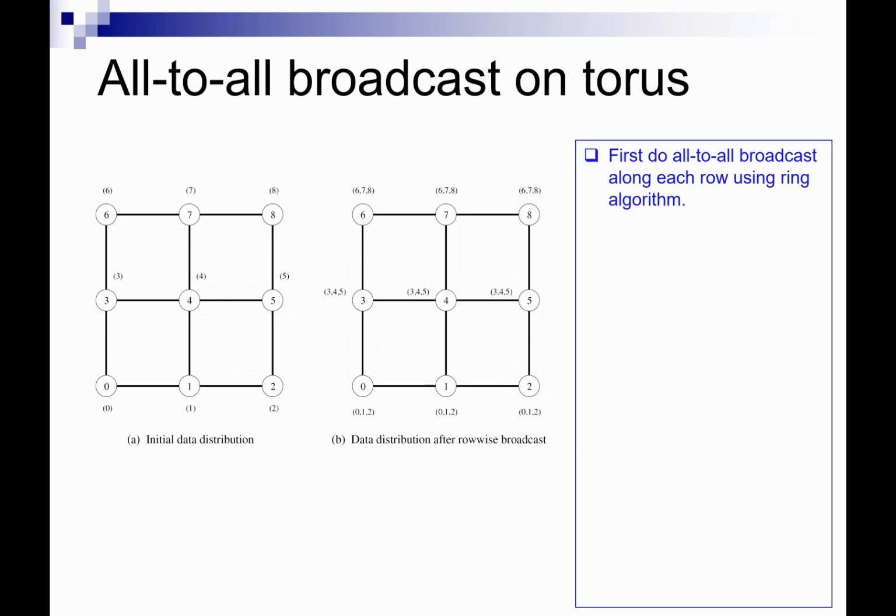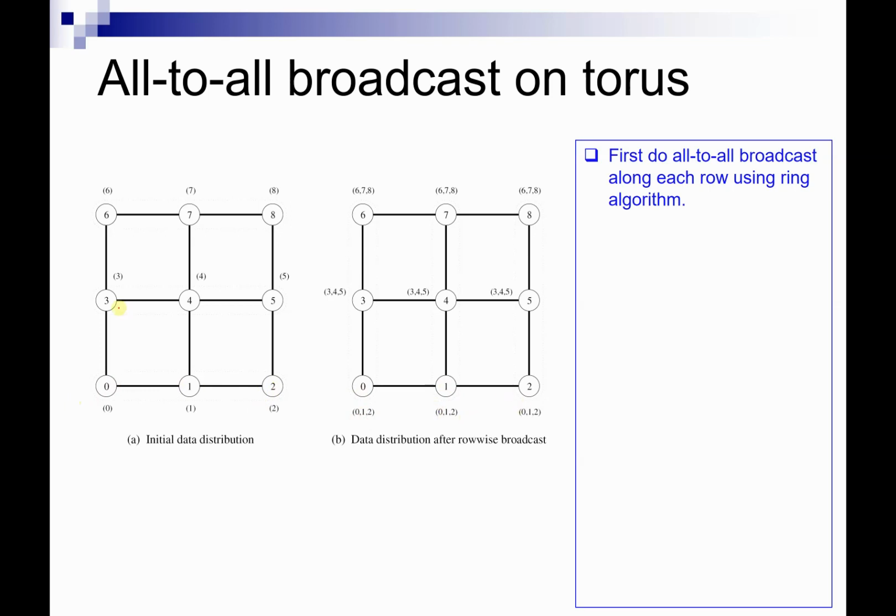Okay, so to do this broadcast, what we're going to do is first do all-to-all broadcast on the rows. For example, the first row of processes, which are 0, 1, 2, are going to do all-to-all broadcast. After this, all of these processes will get all of the values from the first row. So 0 is going to have values 0, 1, 2, and 1 is also going to have values 0, 1, 2, and so on.